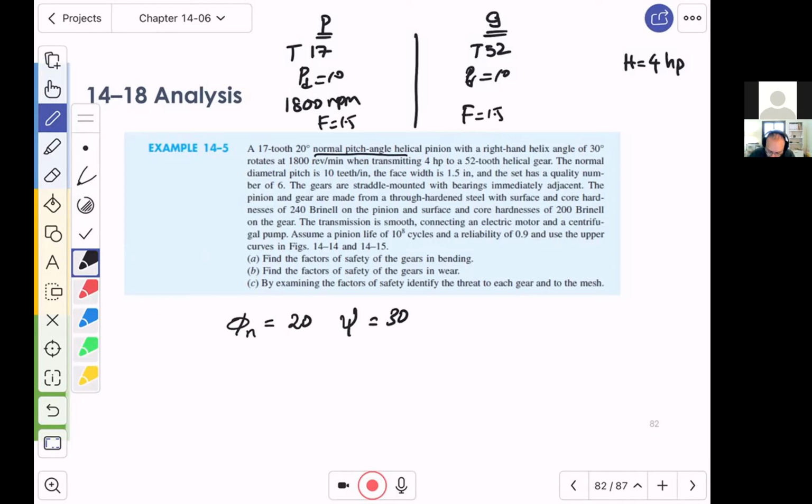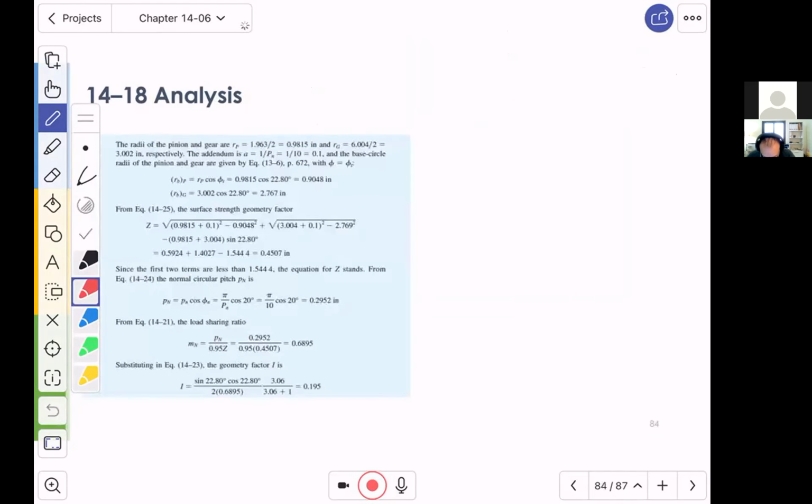The other information, like the quality is 6, the bearings are immediately adjacent, the Brinell hardness is 240 and 200, the reliability is 0.9, and the pinion has a life of 10 to the power 8. Everything seems to be the same. The gear, everything is running smooth. So let's see, where are we going to treat things differently?